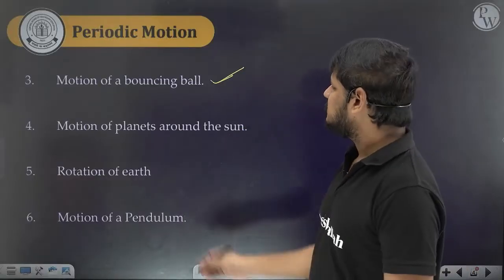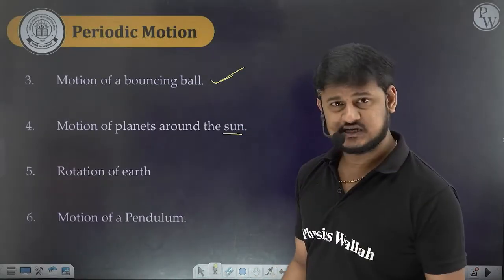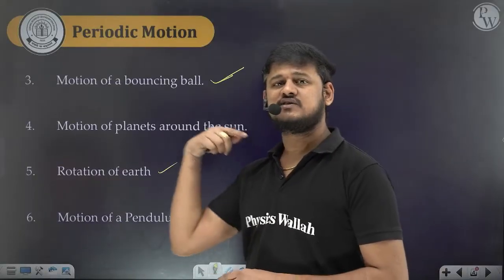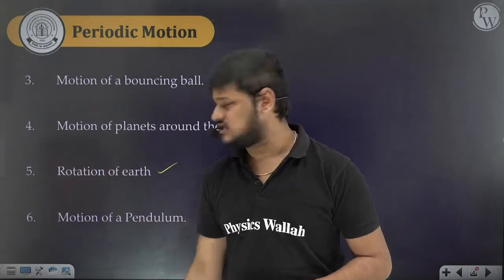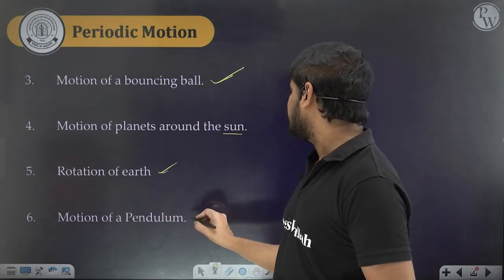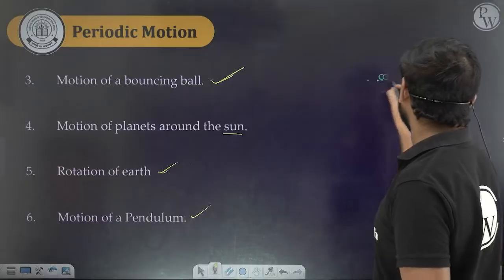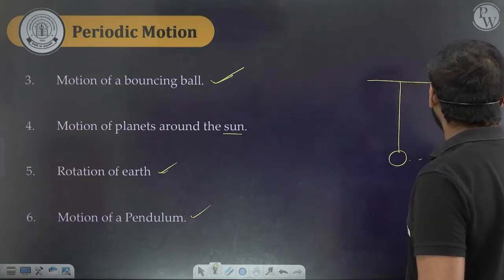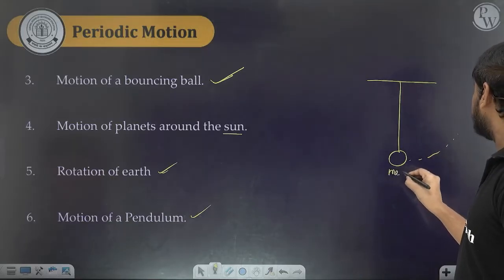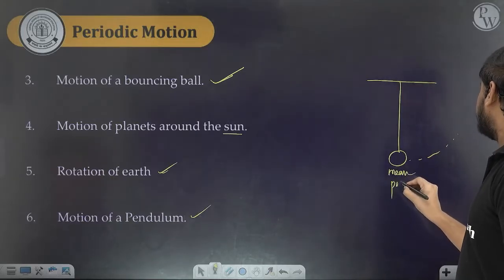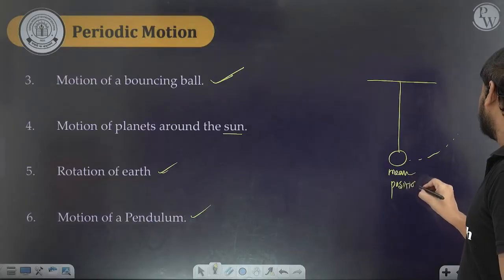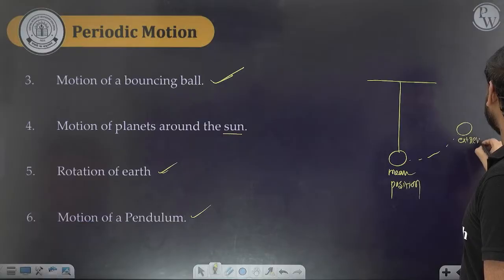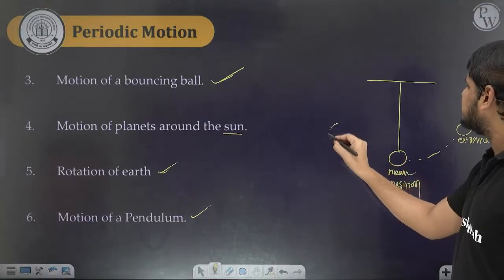And then the motion of planets around the sun, which we have discussed already in gravitation, and the rotation of the earth, after a certain interval of time again the earth rotates, and the motion of a pendulum. If you observe the simple pendulum, it moves from the mean position, this is called the mean position, and it goes to the extreme position, this is called the extreme position, and again it comes to the mean position, and again it goes to the extreme position on this side.